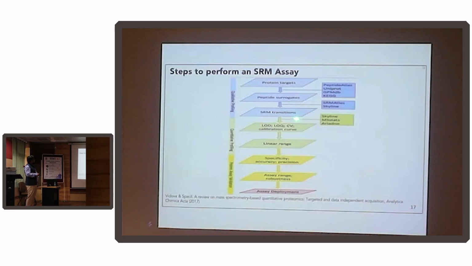Then you create the transitions. Transitions means how each peptide is broken down further in the dissociation cell, what kind of Y ions and B ions they produce. Then you do the LODs, the LOQ, the calibration curve. Then you create a linear range. So this is more of a quantitative profiling. Then you try to assure the specificity, accuracy, and precision. And then you also design the assay range and robustness.